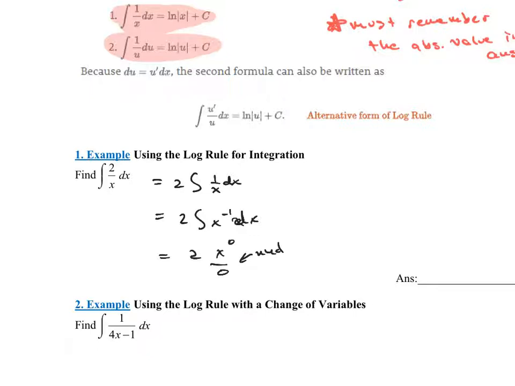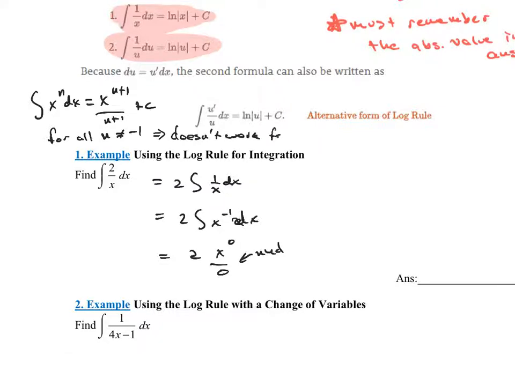So what I've just done is illustrating that the power rule does not work. And if you remember, the power rule says that the integral of x to the n dx is equal to x to the n plus 1 all over n plus 1 plus c for all n not equal to negative 1. In other words, it doesn't work for the integral of 1 over x dx. That's the only case where the power rule doesn't work, okay? So that's what we just showed, the power rule cannot work for x to the negative 1, because it would be undefined. So all of this right here is garbage. You can't use the power rule.